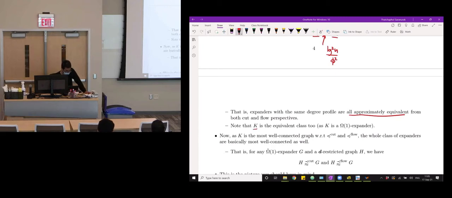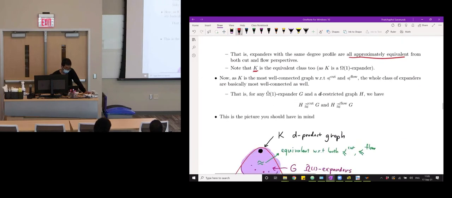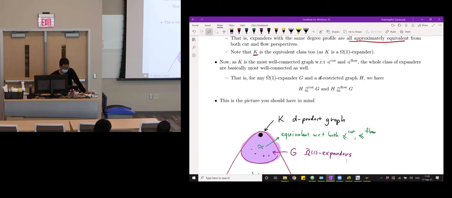And the product graph is in this class too, because it is an expander. Because the product graph is the most well-connected one with respect to both cut and flow, the whole class of expanders will be most well-connected too, because they are equivalent. In other words, if you take any D-restricted graph H, then H will be less than any expander in both flow and cut sense.